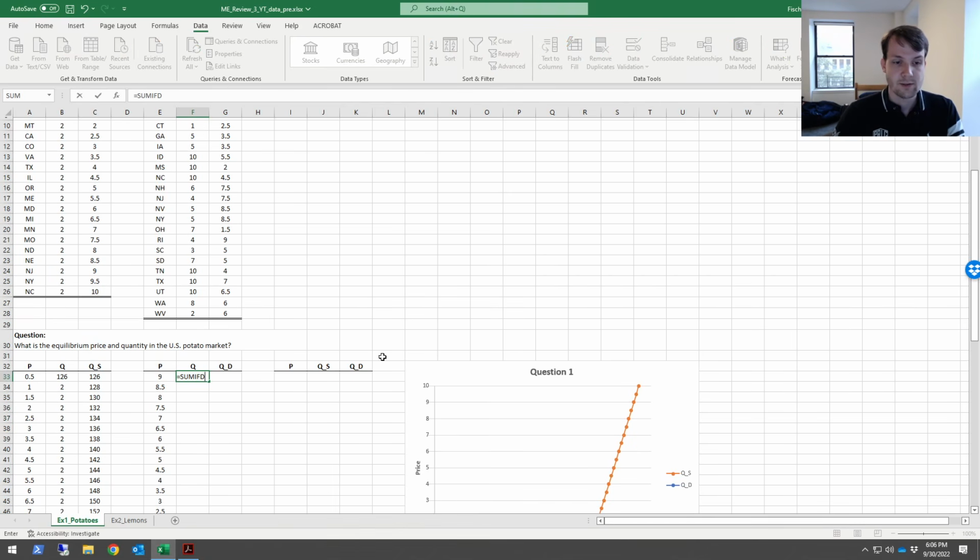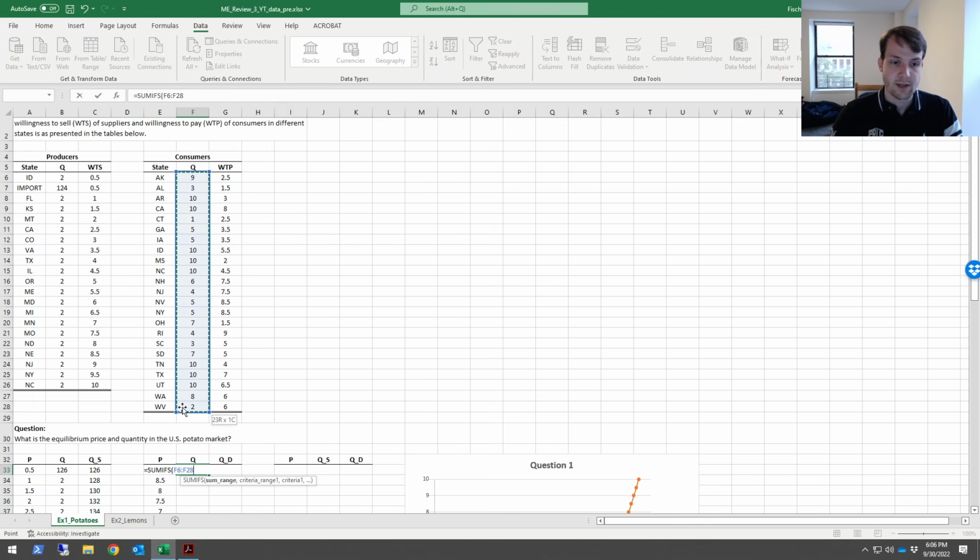We again use the SUMIFS function to find out how much quantity is associated with a willingness to pay of 9. Again, we're going to take the sum over this column, making sure that we're not going to miss out on anything when we're moving this. Criteria, again, are going to be the willingness to pay.